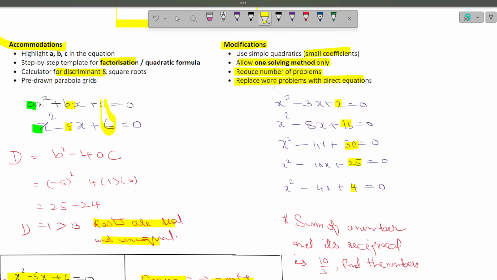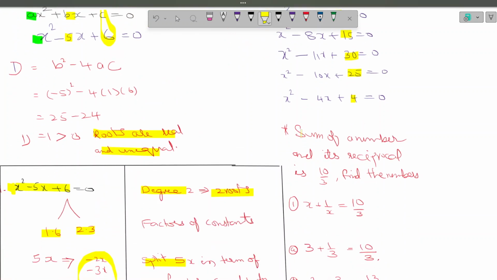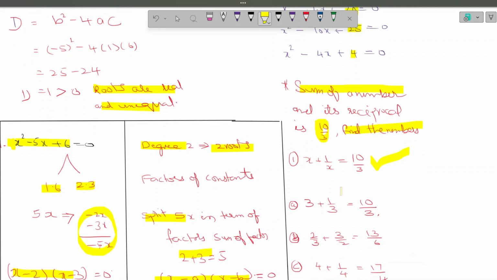Suppose any word problem is there, replace it with a direct one. Suppose this is it: the sum of a number and its reciprocal is 10 by 3. Find the number. You don't give this as x plus 1 by x. Otherwise, you have to simplify more. If you want, you can show that the sum of a number and its reciprocal is 10 by 3, or 4 and 1 by 4. Make it as simple as possible.